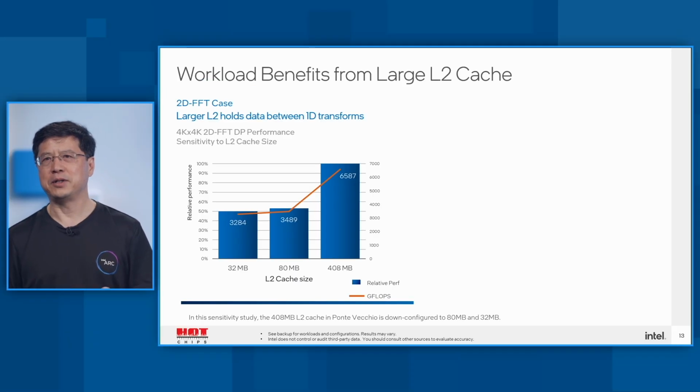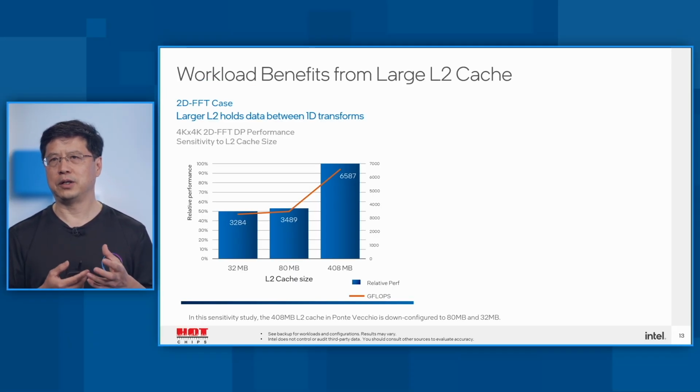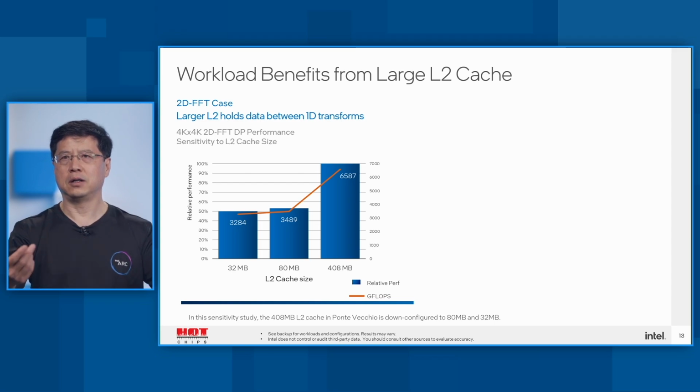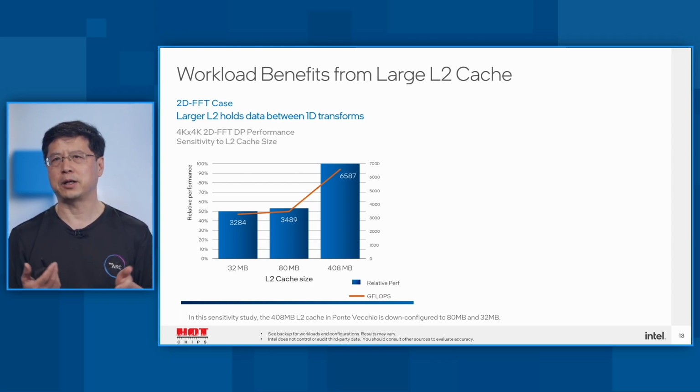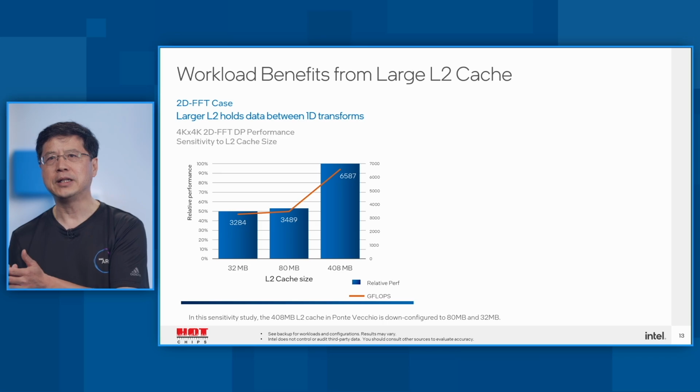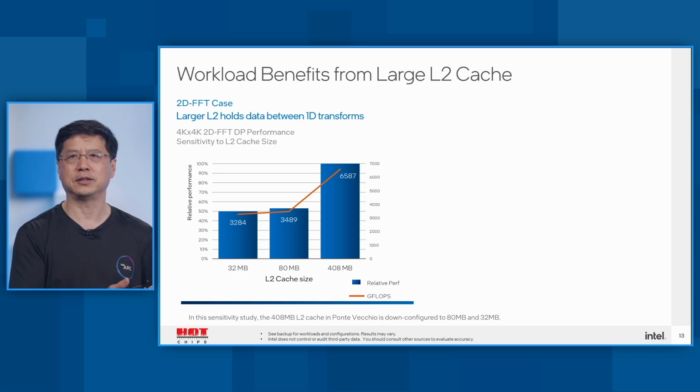Here we have done some experiments using the Ponte Vecchio system. We configured the L2 at different sizes, from the total size of 400 megabytes to 80 megabytes or 32 megabytes to match other GPUs' sizing, to see how effective this L2 cache is for this 2D FFT. You can see that more than 2x performance difference is observed. It really brings a memory-bound workload into the cache and makes it compute-bound.